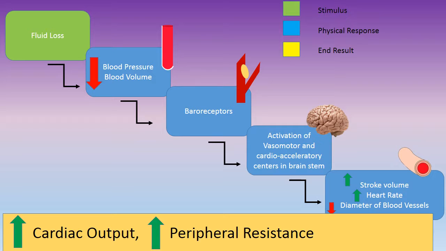When fluid loss occurs from hemorrhaging or even excessive sweating, the blood volume and pressure also decrease. The baroreceptors in the carotid sinuses or aortic arch sense the change in pressure and signal the activation of vasomotor and cardioacceleratory centers in the brainstem. This stimulates the sympathetic nervous system by constricting the blood vessels, increasing heart rate, and increasing the stroke volume. This results in increased cardiac output as well as an increase in peripheral resistance.